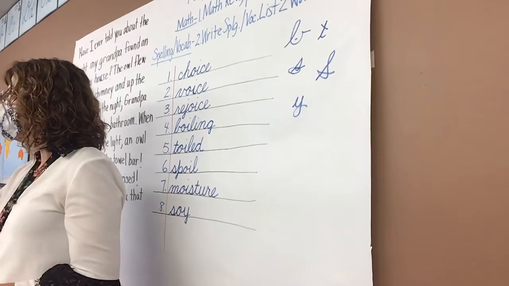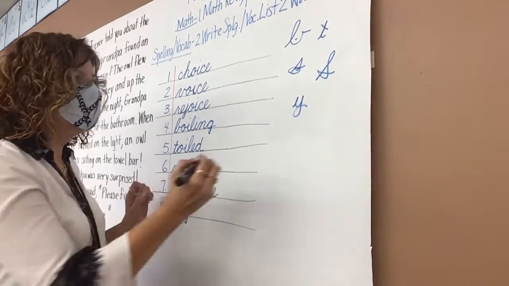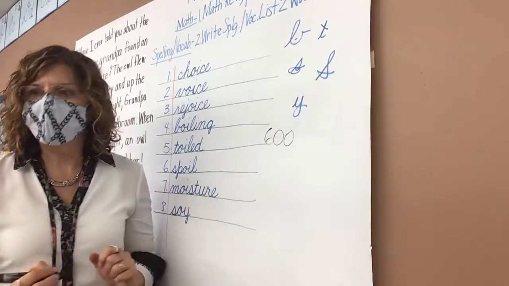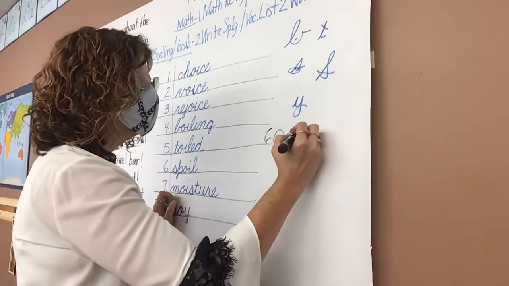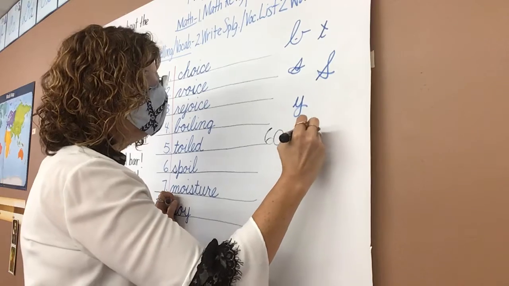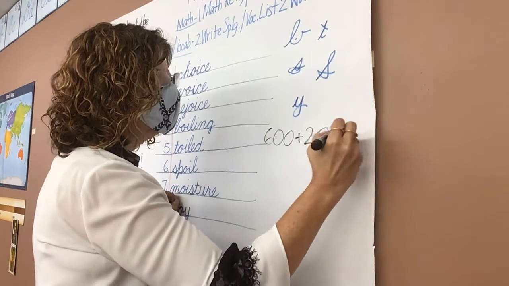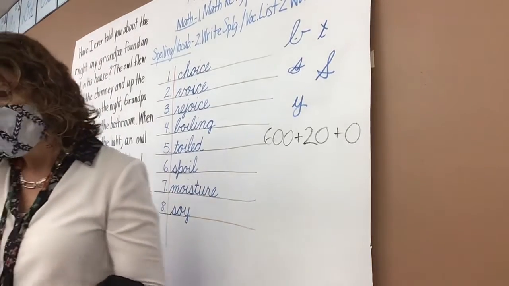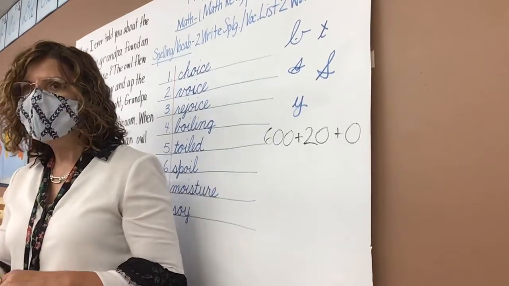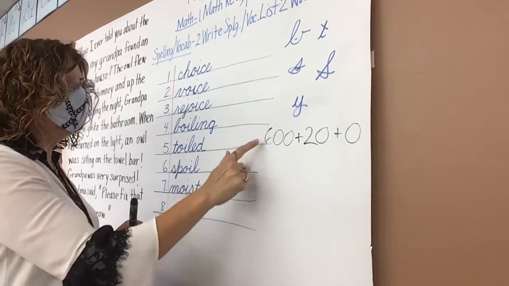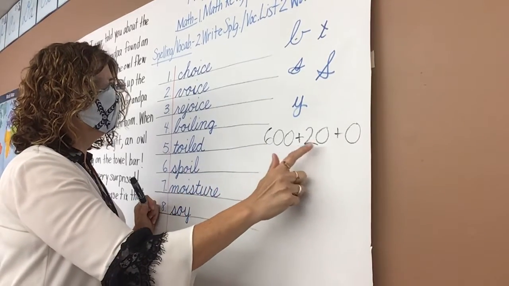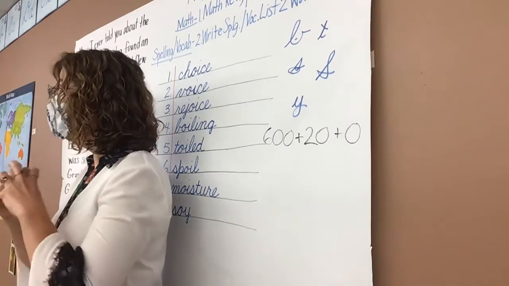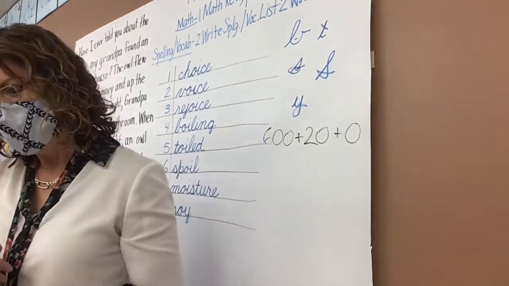600. So you need to write 600 plus, what's the 2? That's the next number. 20 plus 0. That is how you get the 620. They already had 620 equals, and you're going to say 600 plus 20 plus 0. And you do need to put the 0 because there is 0 in the ones column.